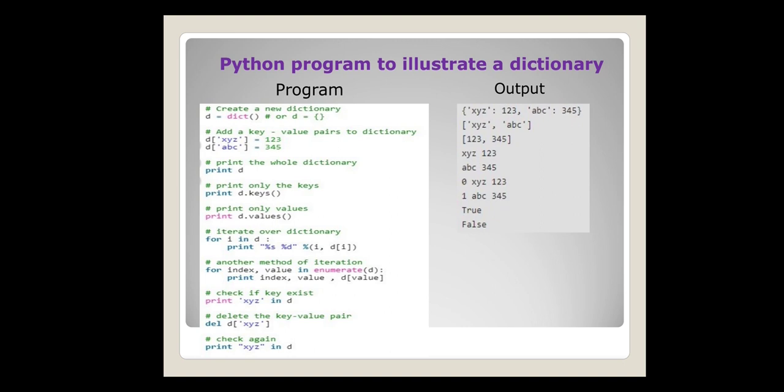Then if you want to print only the keys in a dictionary, you need to specify d dot keys. So it will directly print the keys. So the keys are xyz and abc, so it will print only those. If you want to print only the values from the dictionary, you need to specify d dot values, so it will directly print the values from the dictionary.